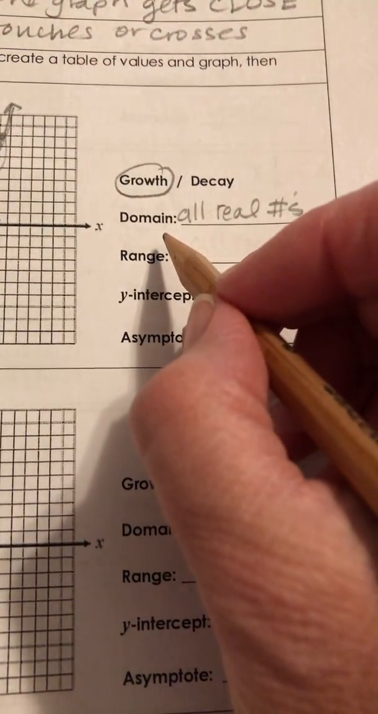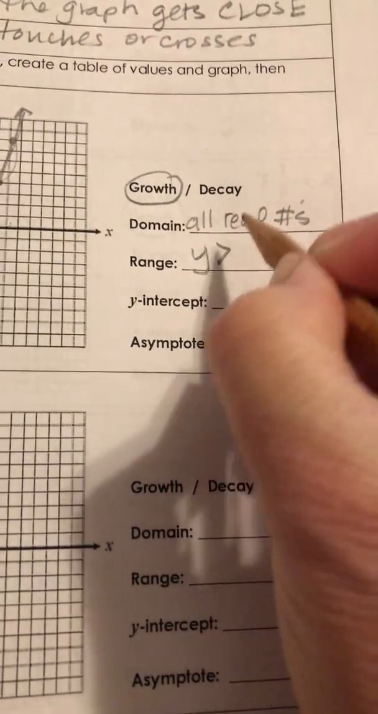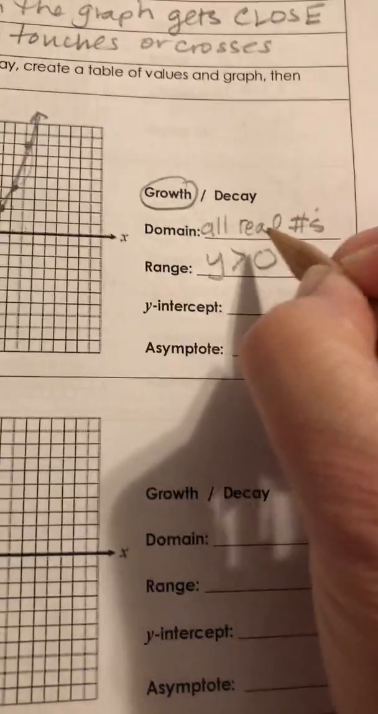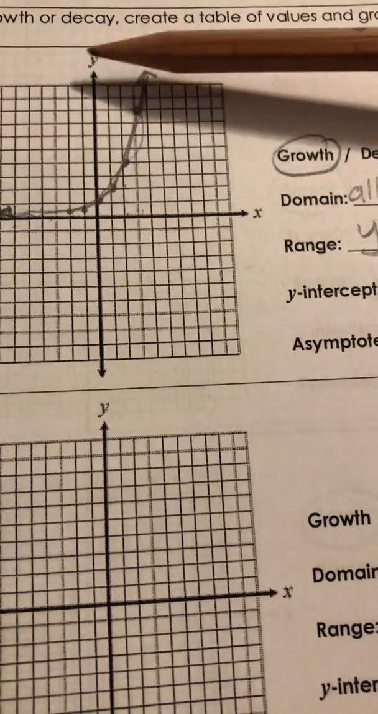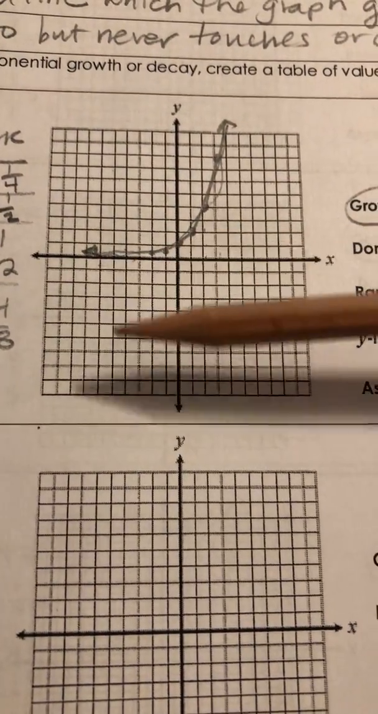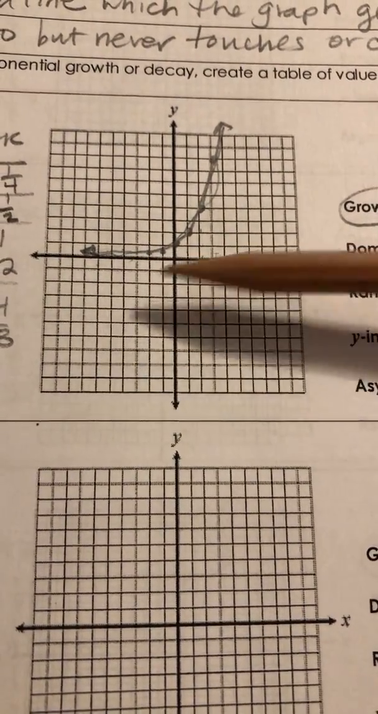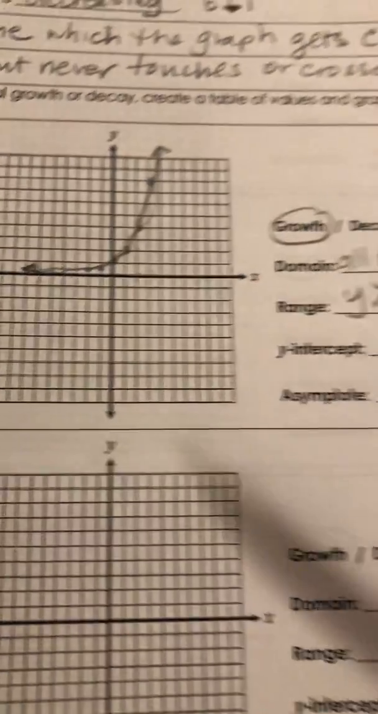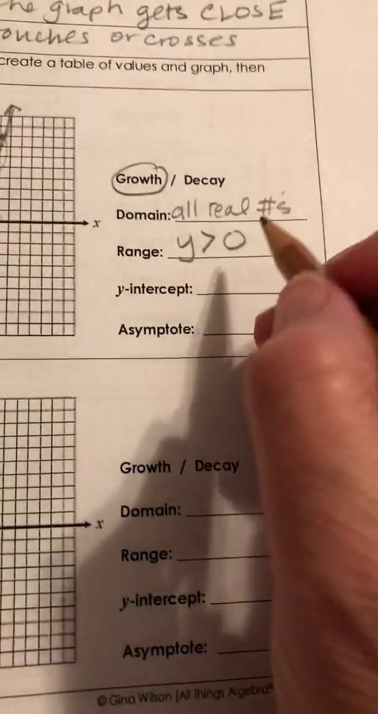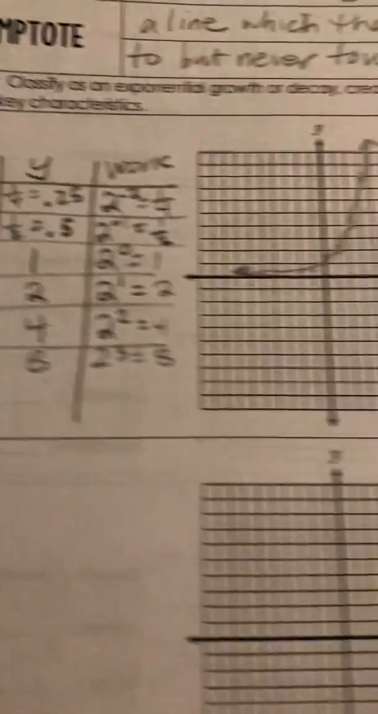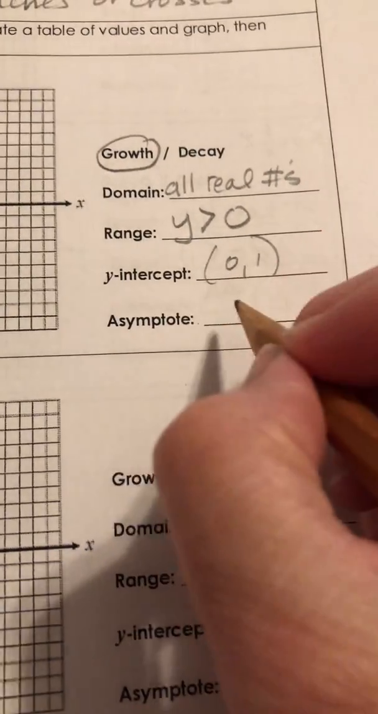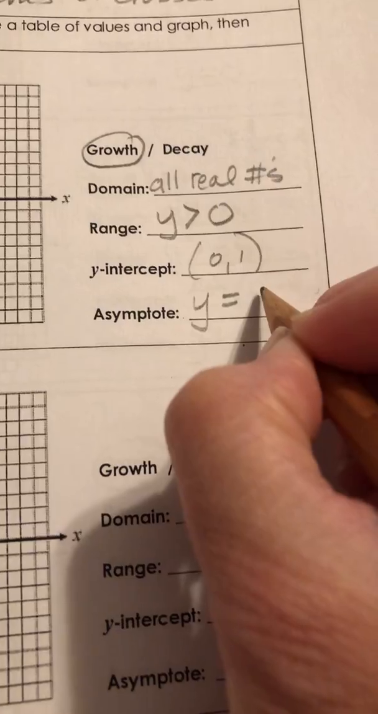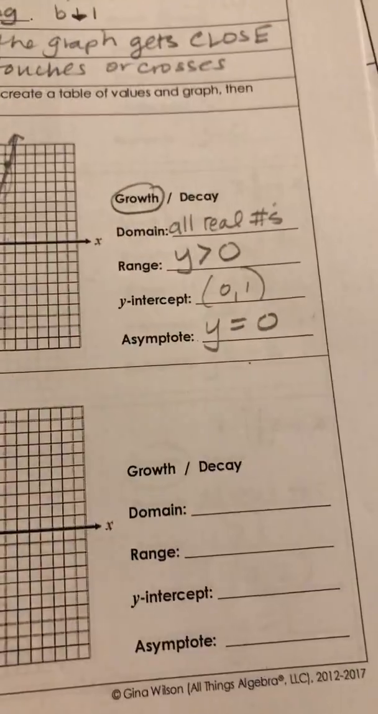Our range is going to be anything, any output, if you think about it, that's greater than 0. Because all of these are my y values up here, right? I don't have anything down here. So my output is not going to be down here at all. So y has to be greater than 0. My y-intercept, remember that was at 0, 1 where I started. So let's put the coordinate in for now. And then my asymptote is really the x-axis, or when y equals 0.